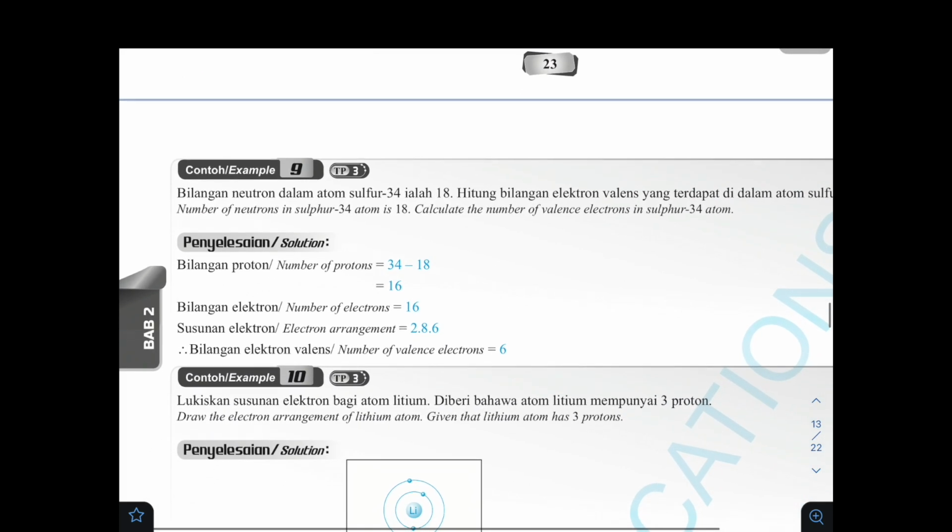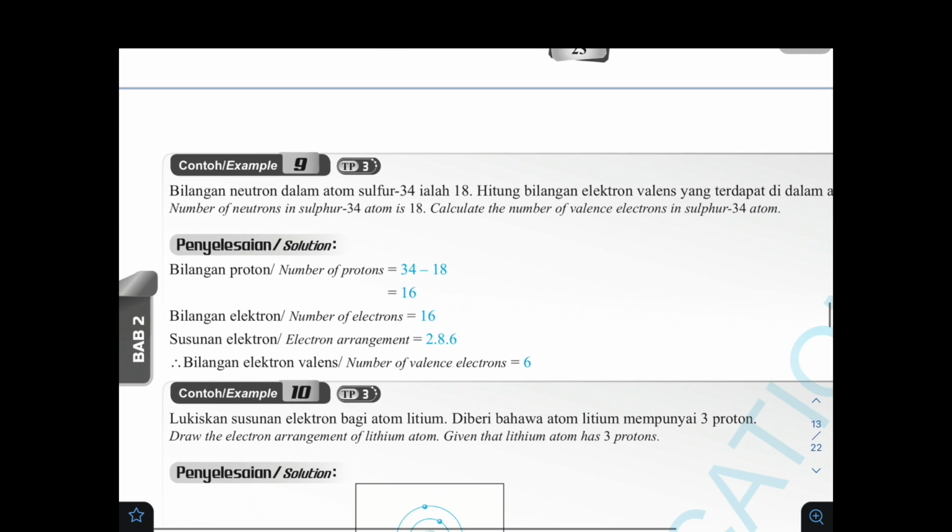Right. So number of neutron in sulfur 34 atom is 18. Calculate the number of electron in sulfur 34 atom. So, kalau atom kamu, dia tulis macam ini, sulfur 34, bermakna 34 kat sini adalah nucleon number. Dia boleh jadi macam-macam ya. Dalam kes ni tulis sulfur 34. 34 itu bermaksud nucleon number ya.